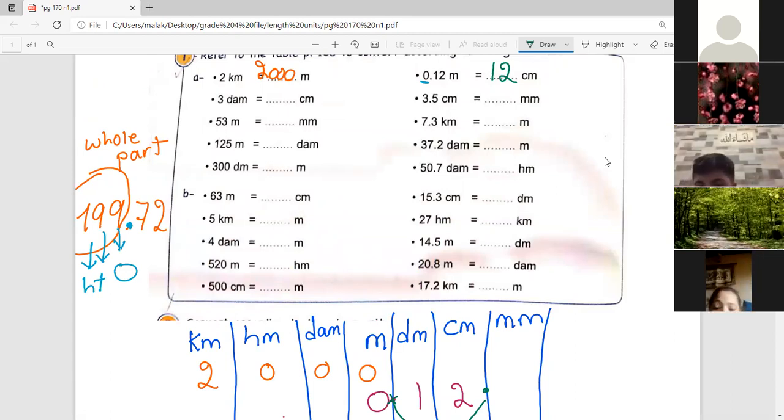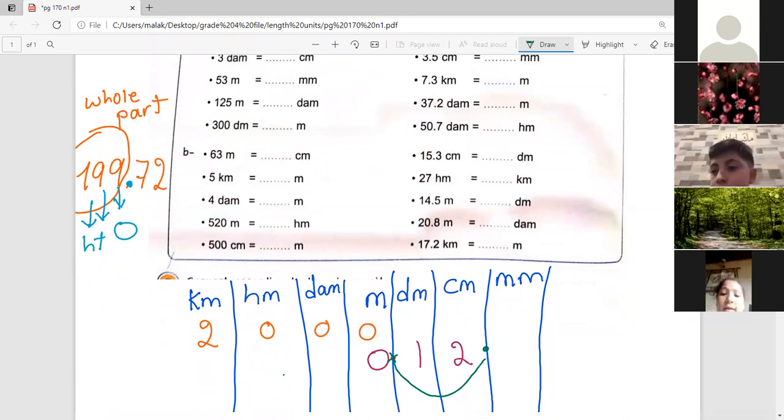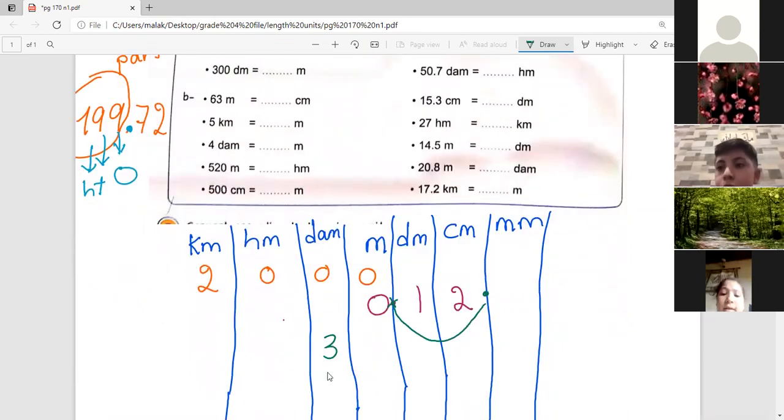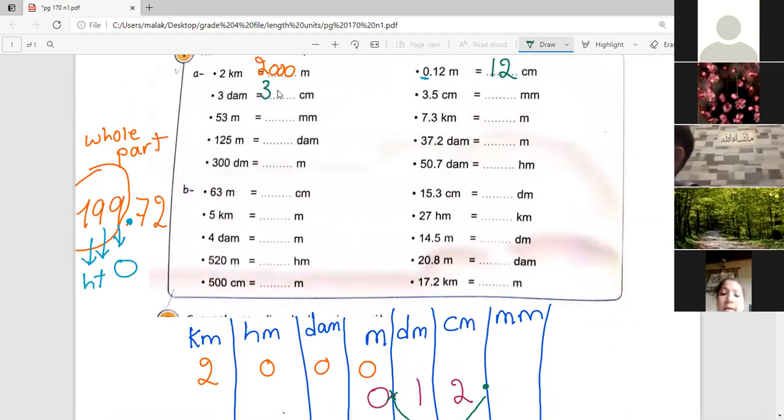Come on, Asil. 3 decameter convert to centimeter. Yes. We add 3 in decameter. Then we fill all the spaces with 0 to centimeter. Bravo. So the answer is 3,000. Bravo, Asil. Thank you.